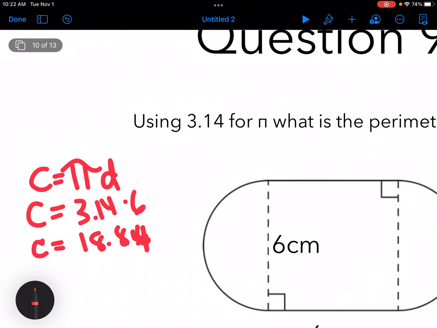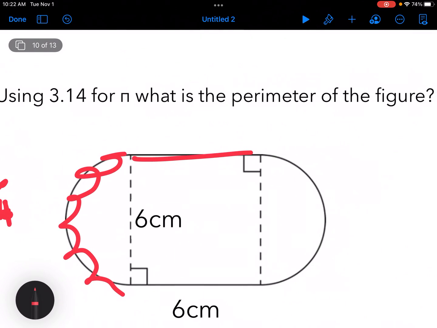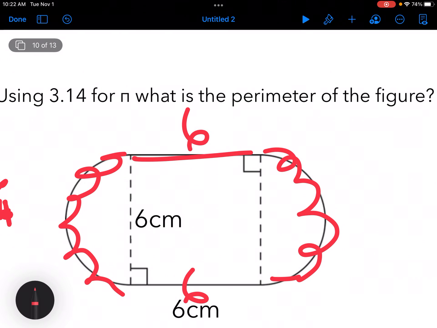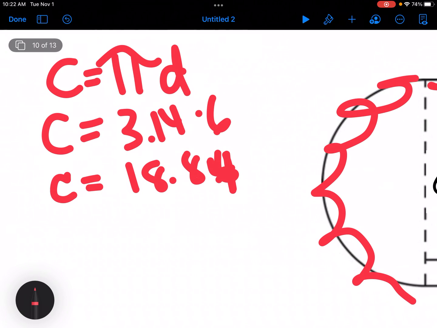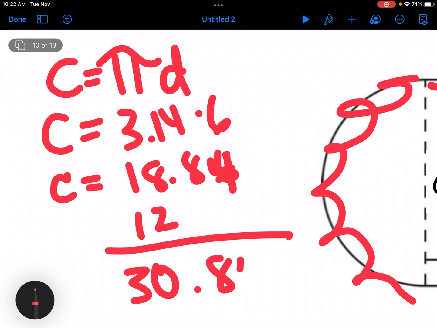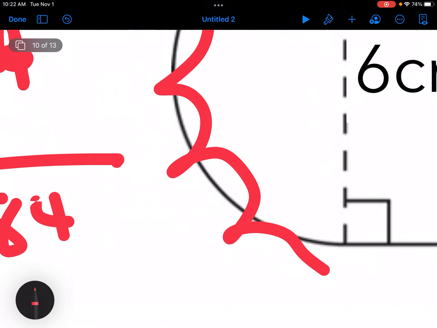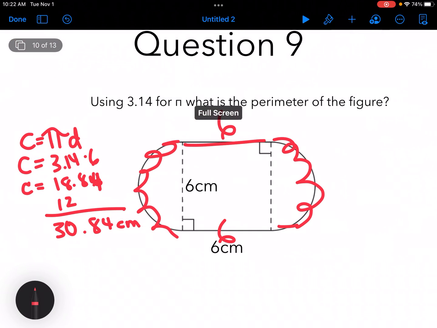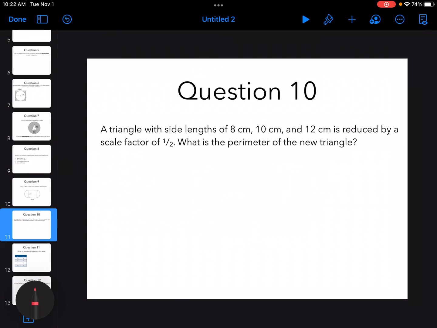All right, then I've got this side, and I've got this side. So now I have to find this 6 and this 6, and I've got to add it. So 6 plus 6 is 12. So I have a total of 30.84, and that's going to be centimeters. Remember, you're not adding any of the inside. You only want to add the outside because they're asking about the perimeter.